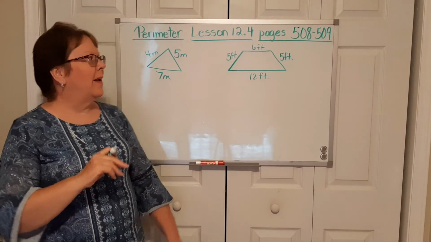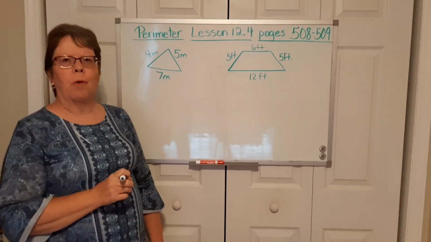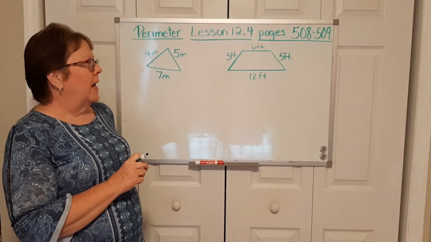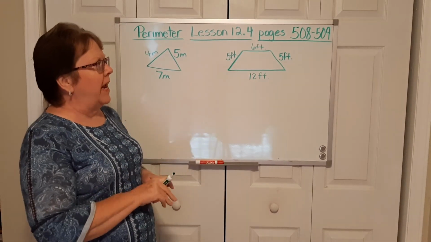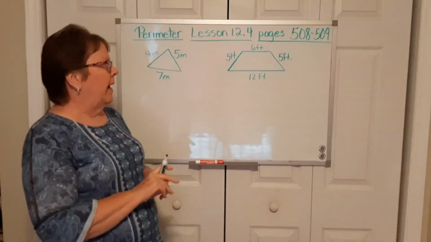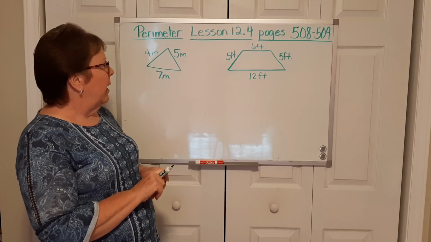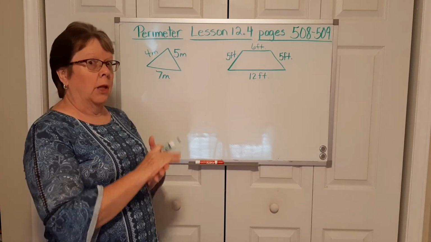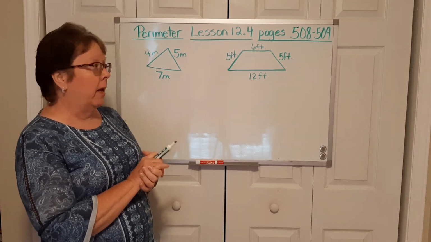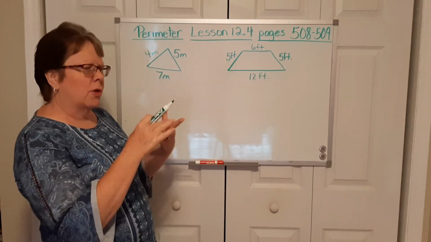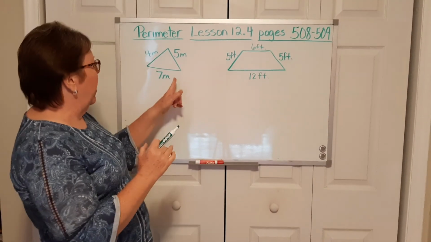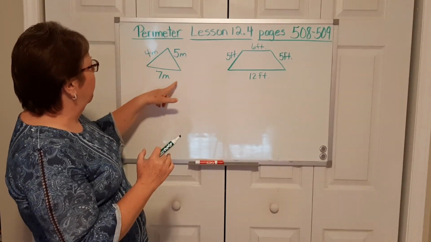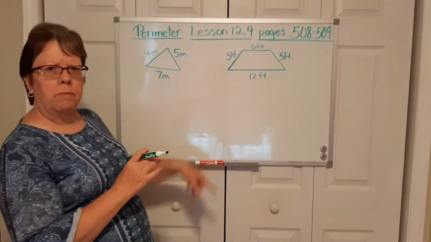Okay, good morning. Today we're going to talk about perimeter, which is pretty simple to figure out. We're on pages 508 and 509 in your book. Notice that I'm skipping around a little bit at times here at the end, just so I can do certain lessons with you. Okay, simplest way to find perimeter: add the lengths all the way around.